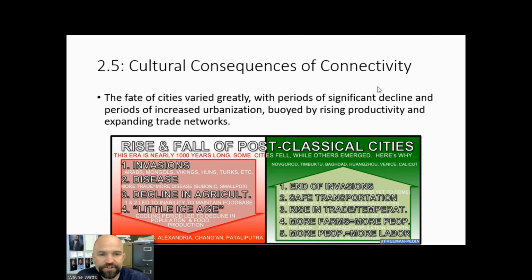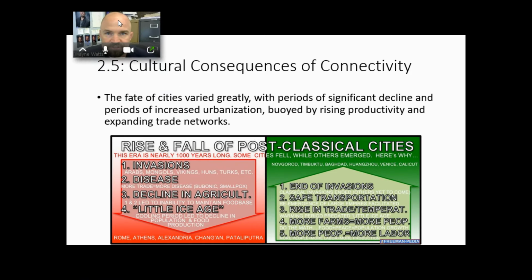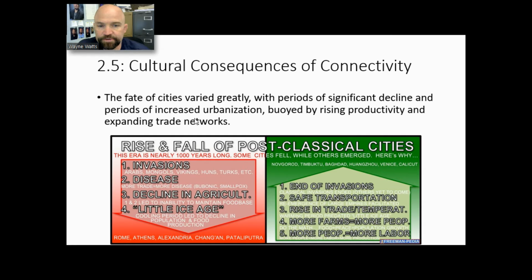The fate of cities varied greatly, with periods of significant decline and periods of increased urbanization, buoyed by rising productivity and expanding trade networks. This is from last year, so ignore the part about the time period being 1,000 years long. But there were a whole bunch of cities that went into significant decline in this time period as a result of invasions, disease, decline in agricultural productivity, or the Little Ice Age.